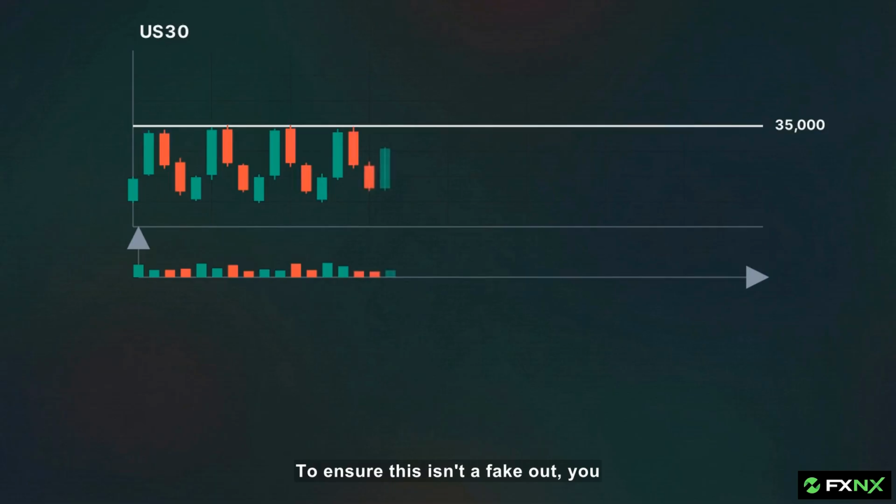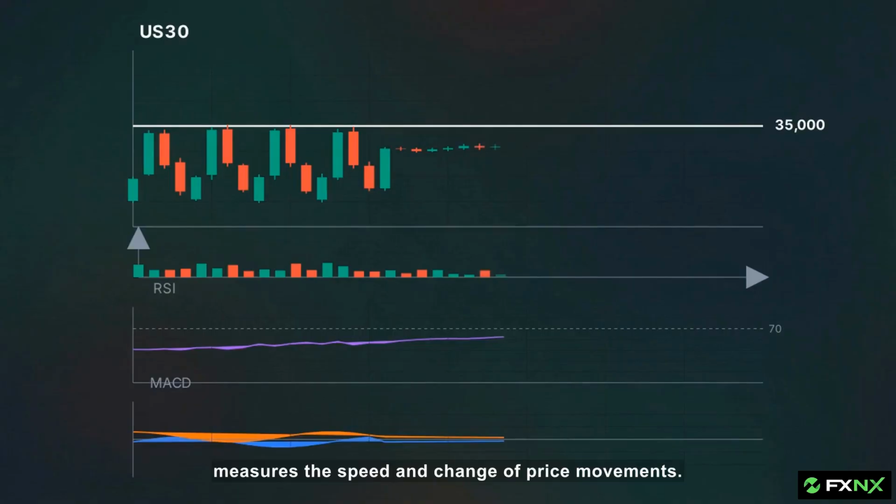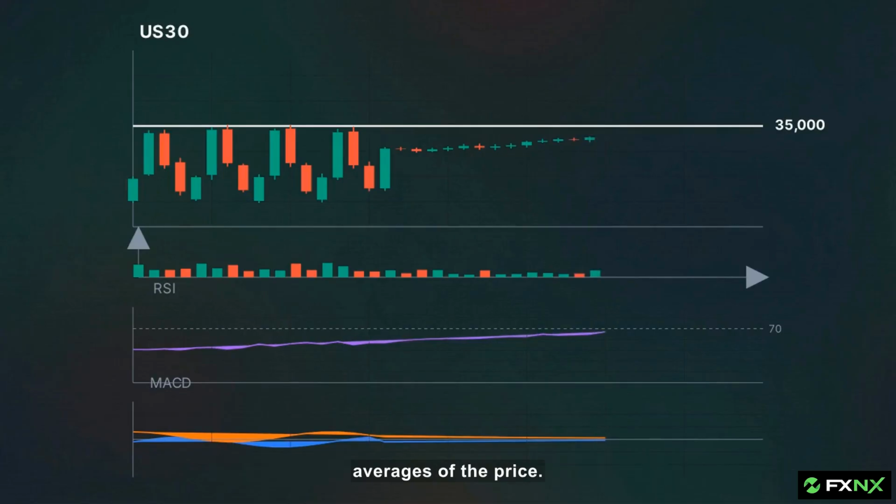To ensure this isn't a fake-out, you check the momentum. This lower panel displays the RSI and MACD. The Relative Strength Index, or RSI, measures the speed and change of price movements, while the Moving Average Convergence Divergence, or MACD, tracks the relationship between two moving averages of the price.